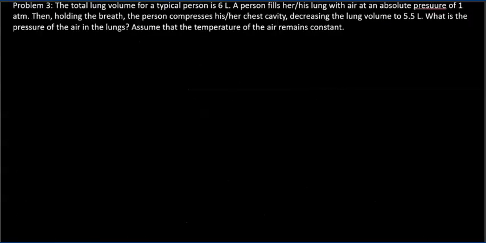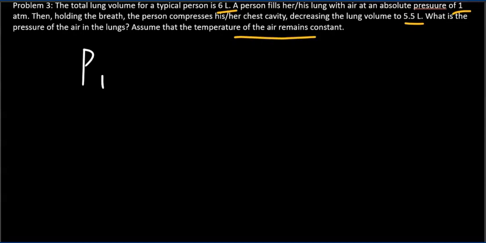Problem 3. The total lung volume for a typical person is 6 liters. A person fills her or his lung with air at an absolute pressure of 1 atm. Then, holding the breath, the person compresses his or her chest cavity, decreasing the lung volume to 5.5 liter. What is the pressure of the air in the lungs? Assume the temperature is held constant.